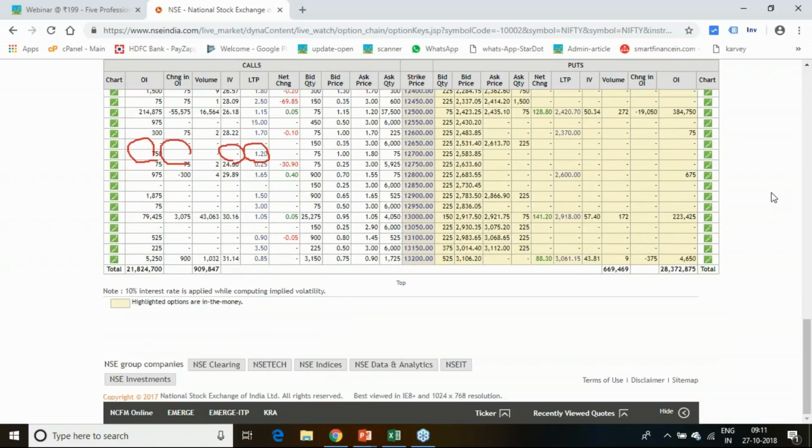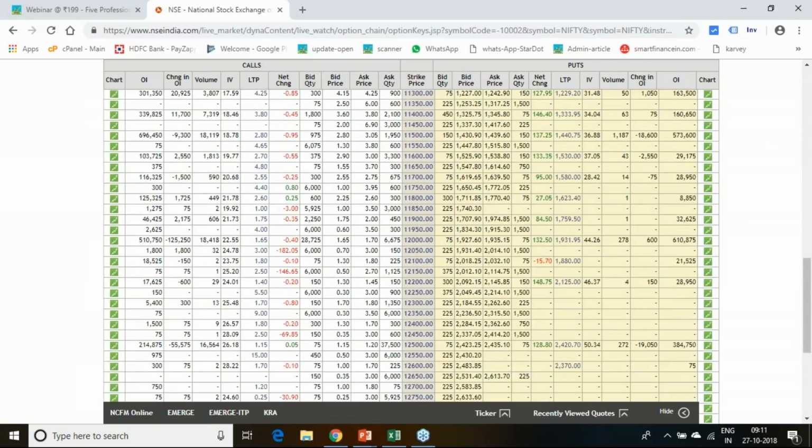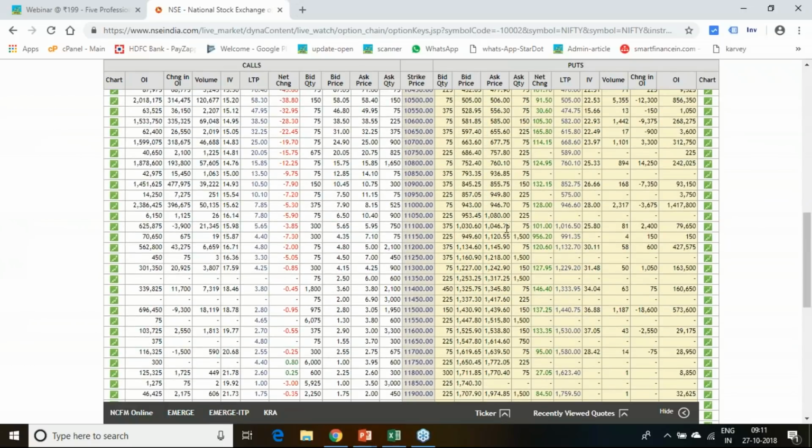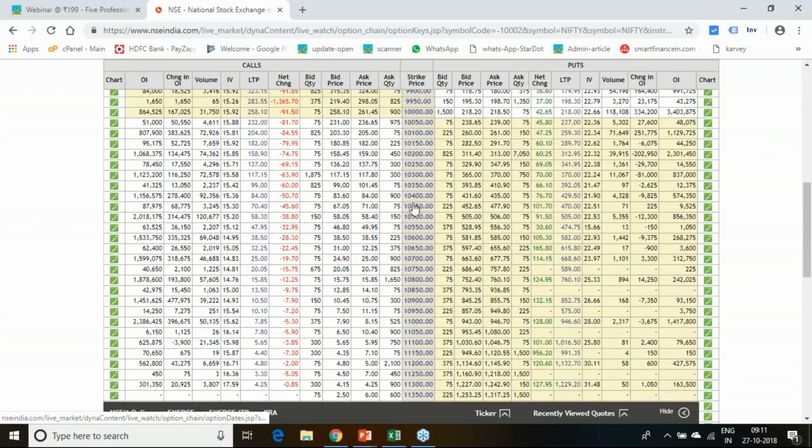And below, they are giving one very good piece of information here: what interest rate they have used for computing the implied volatility. And the highlighted options are the in the money options, which have a positive intrinsic value. So they have made a lot of provisions to inform you about these things. However, out of these, one very important thing is their option chart.